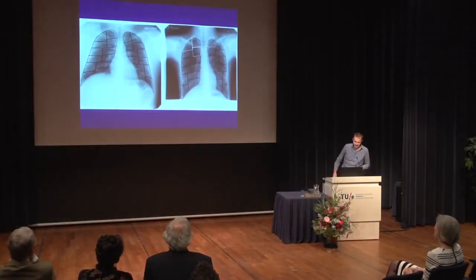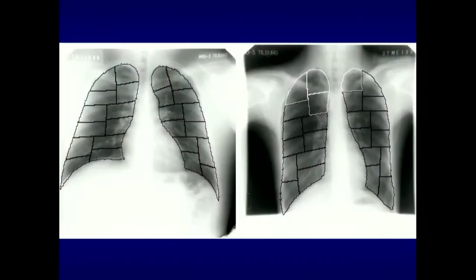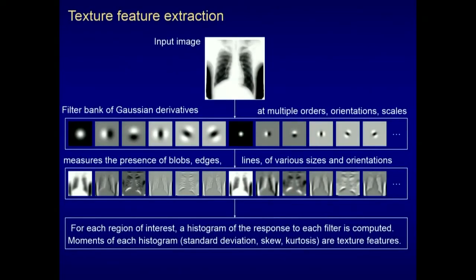Then I could divide the lung fields into regions, and I knew if these regions were normal or abnormal, and I computed features for these regions and then used the classifier. And this slide shows that I'm a real disciple of Bart, because I used a multi-scale filter bank of Gaussian derivatives for computing my features, and that's the kind of technology that our group swore by.